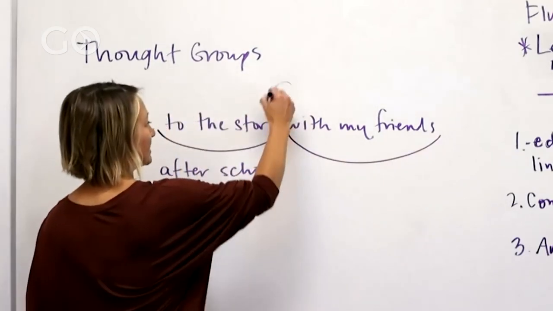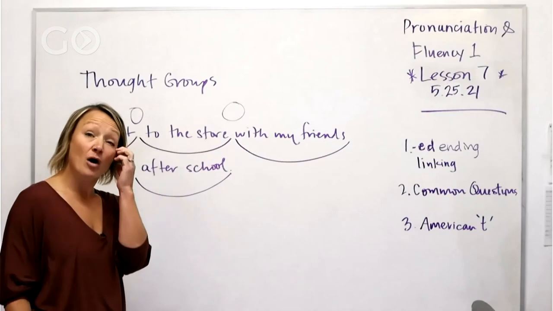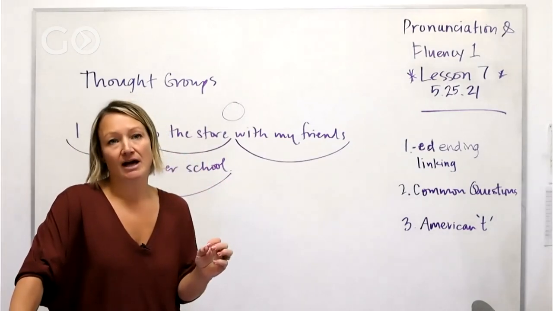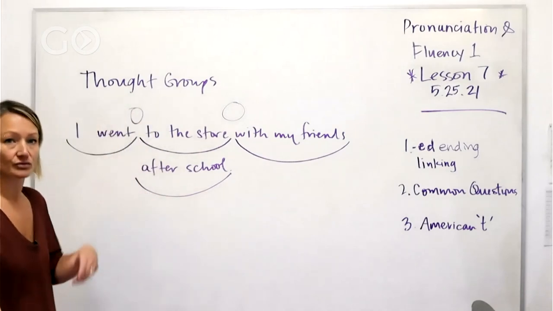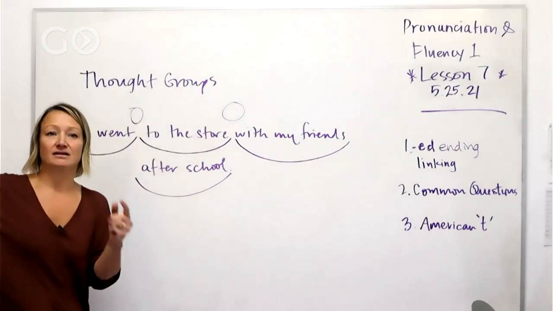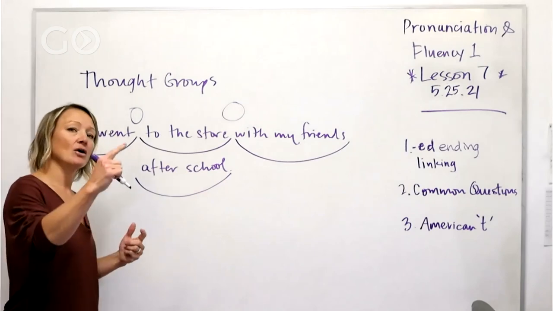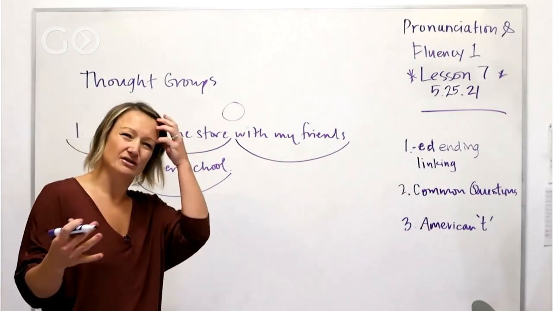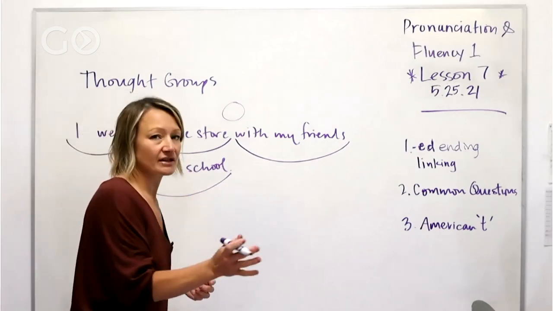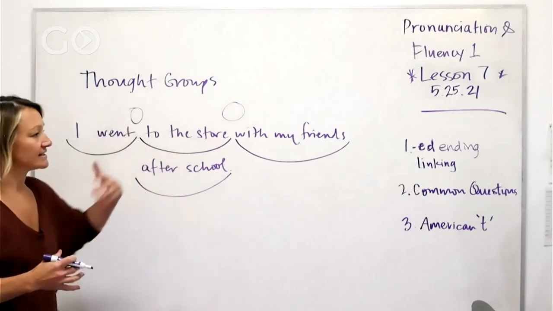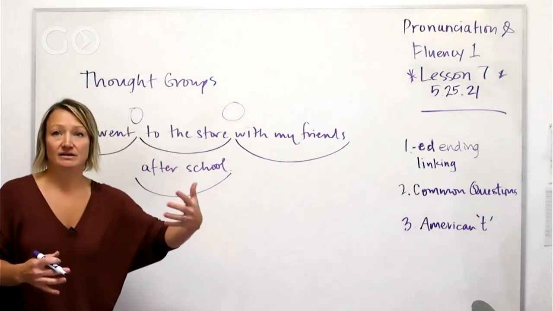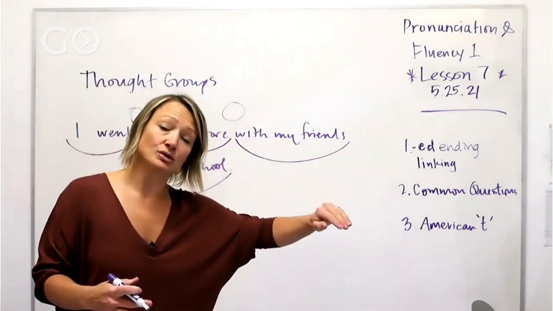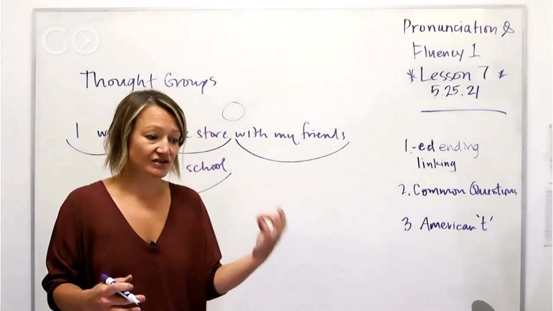So what's happening here and here? There's a small pause or break in my speech. I went to the store with my friends after school. And that flow is stress, rhythm, and intonation. Intonation is a little bit different, but it's that rhythm of English. Like I said, in the next steps of our class, in this Pronunciation and Fluency 2, we will spend all June looking at stress and rhythm.